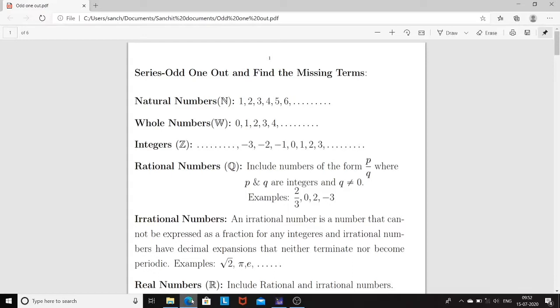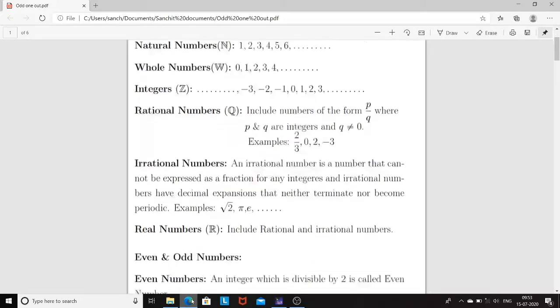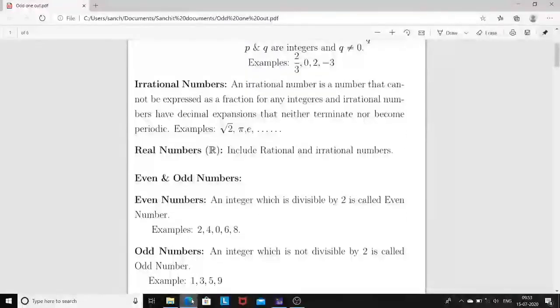Next is irrational number. An irrational number is a number that cannot be expressed as a fraction of any integers. And irrational numbers have decimal expansions that neither terminate nor become periodic. Examples of irrational numbers are root 2, pi, e and so on. Next is a real number. Real numbers include both rational as well as irrational numbers.